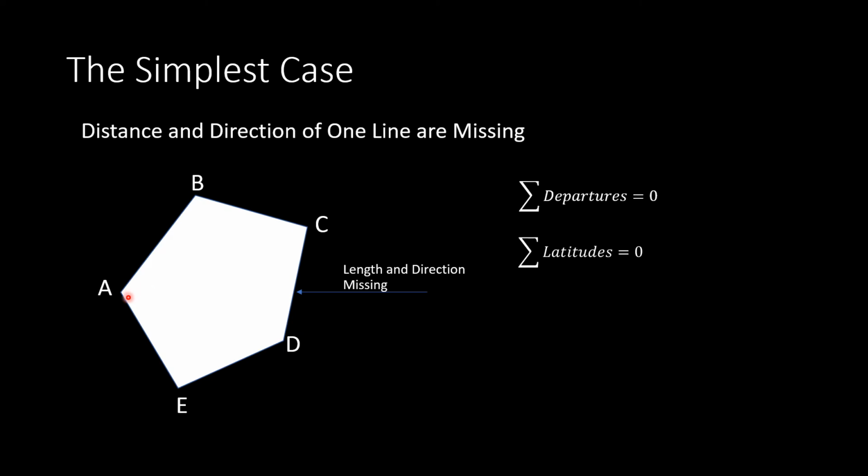So, we add departure of AB plus departure of BC plus departure of CD plus departure of DE plus departure of EA equal to 0. Same thing for the sum of the latitudes. So, knowing the latitude and the departure of line CD, we'll be able to calculate for its length by simply taking the square root of the sum of the squares of the latitude and departure of the missing side CD. As for the direction, we calculate for alpha, which is arctangent of the departure all over the latitude.